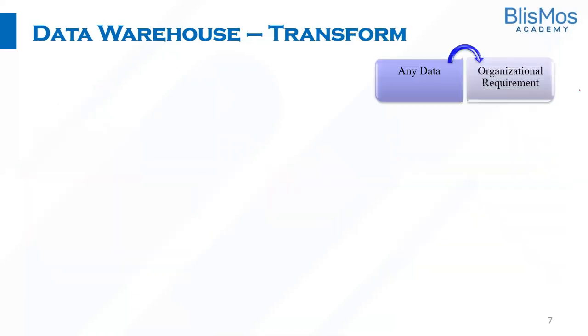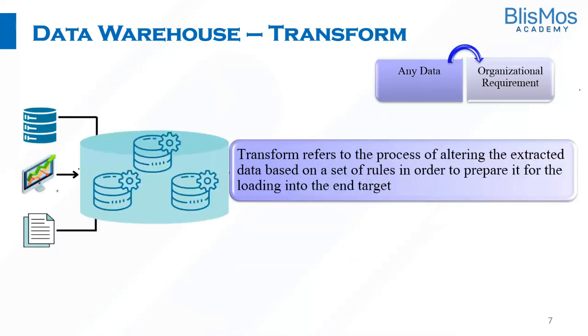And what exactly happens as a part of the transform? We don't want to store whatever data comes from the source as it is. We want to ensure that the data is uniform, consistent, and has quality. That is where transformation comes into the picture. In the transform phase, we alter the extracted data based on a set of rules or business requirements in order to prepare it for loading into an end target.